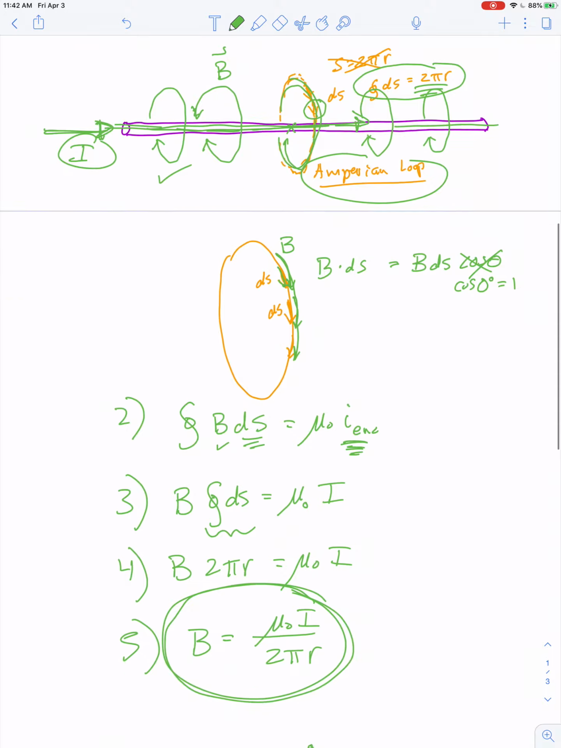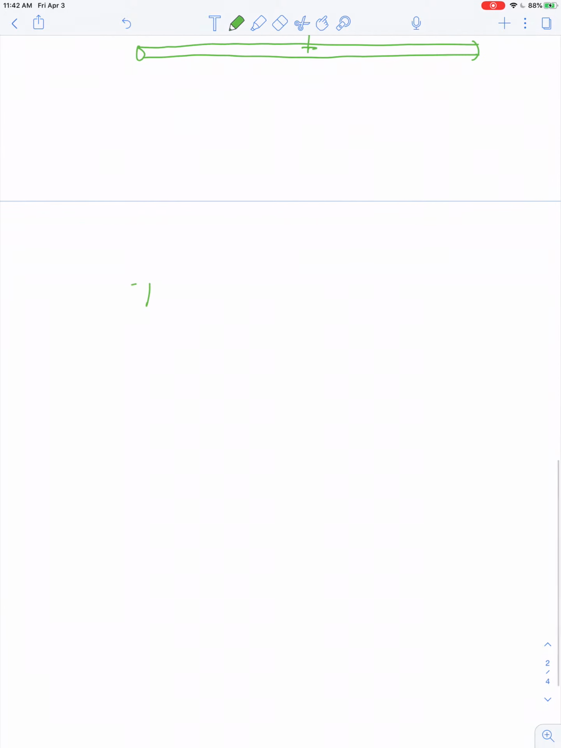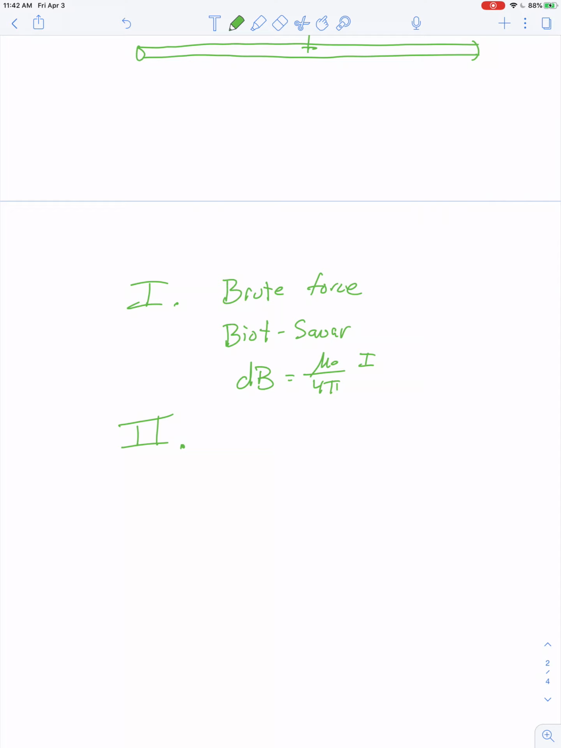So the takeaway is there are two methods in general that we can use to determine the magnetic field for different currents. One is a brute force approach based on the law of Biot-Savart. It says a little bit of magnetism can be found by taking mu naught over 4 pi I ds cross r hat over r squared, and then to get the overall magnetic field, I have to integrate all of those little contributions to the magnetic field.